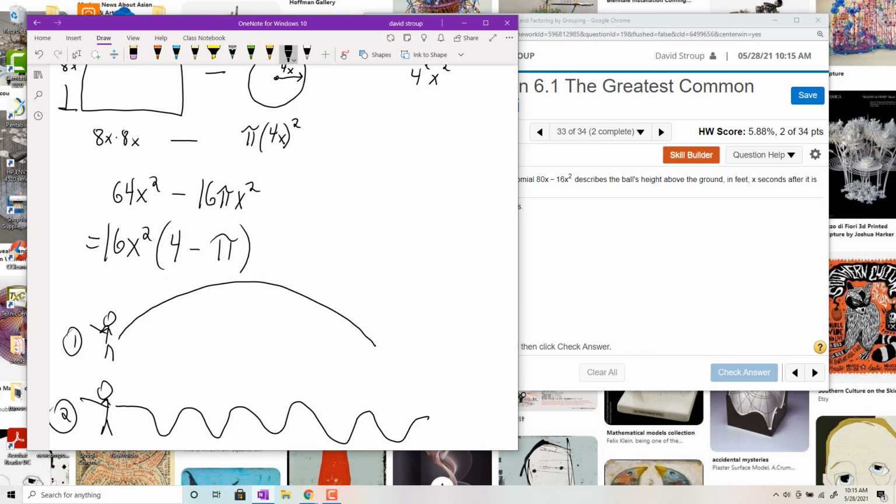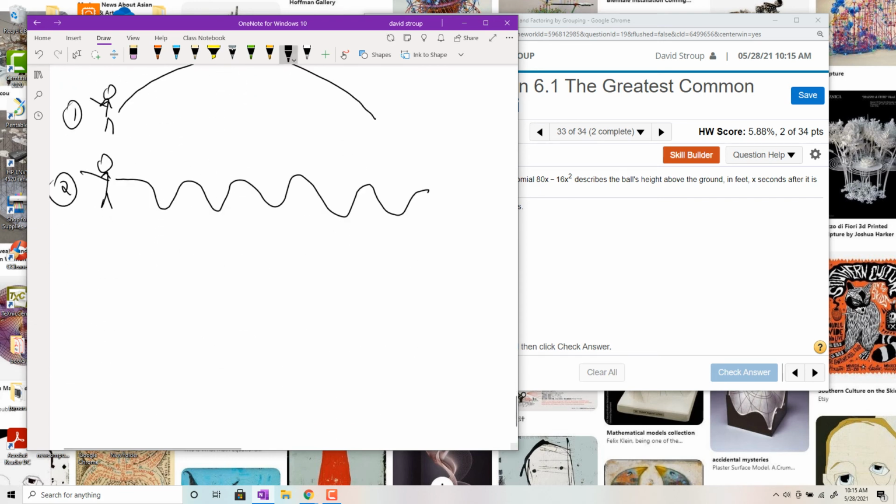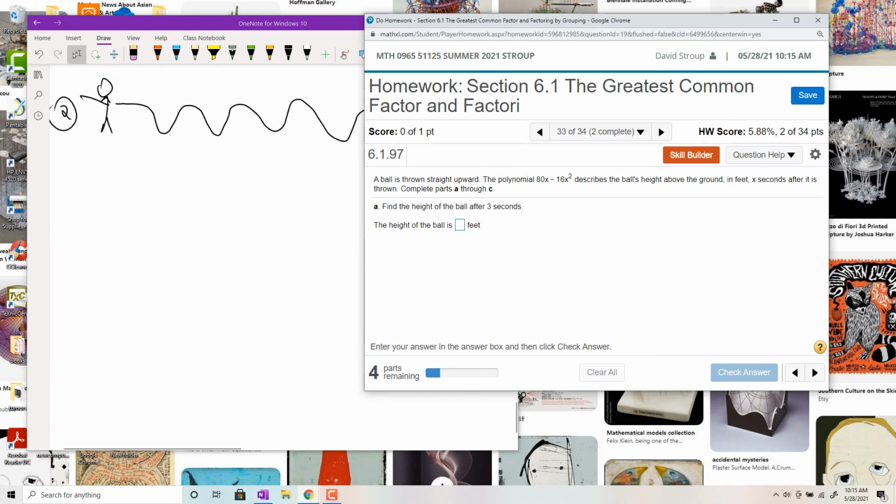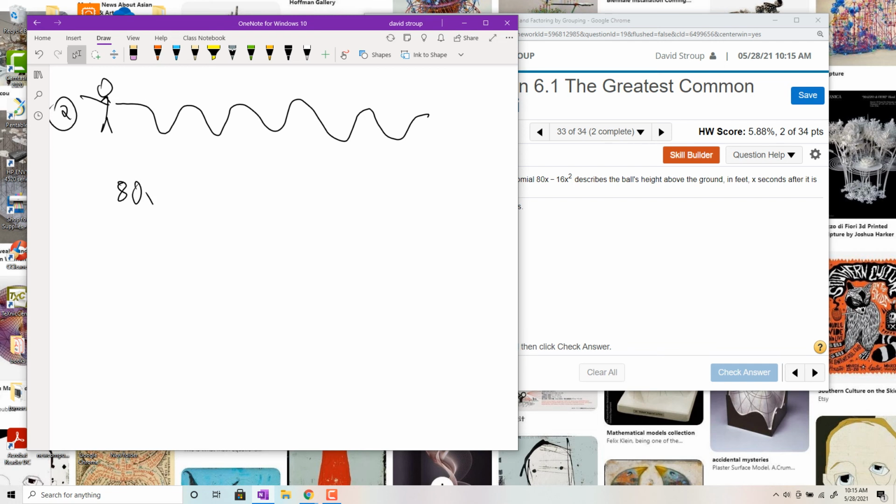So the shape becomes very, very important. The shape can be described via these objects, these polynomials that they call quadratics. Okay? And in this question, we can use this quadratic to describe the ball. Okay? So a ball is thrown straight upwards in this case, and the polynomial 80x minus 16x squared describes the height of the ball above the ground.